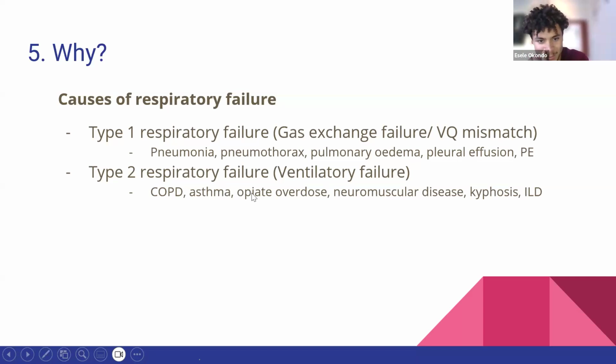So COPD, asthma, opioid overdose, neuromuscular disease. So those are all your type 2 respiratory failures. And I think the most common ones you'll see will probably be type 1 pneumonia, and type 2 COPD and asthma. So I'd just try and commit some of those to memory if possible.